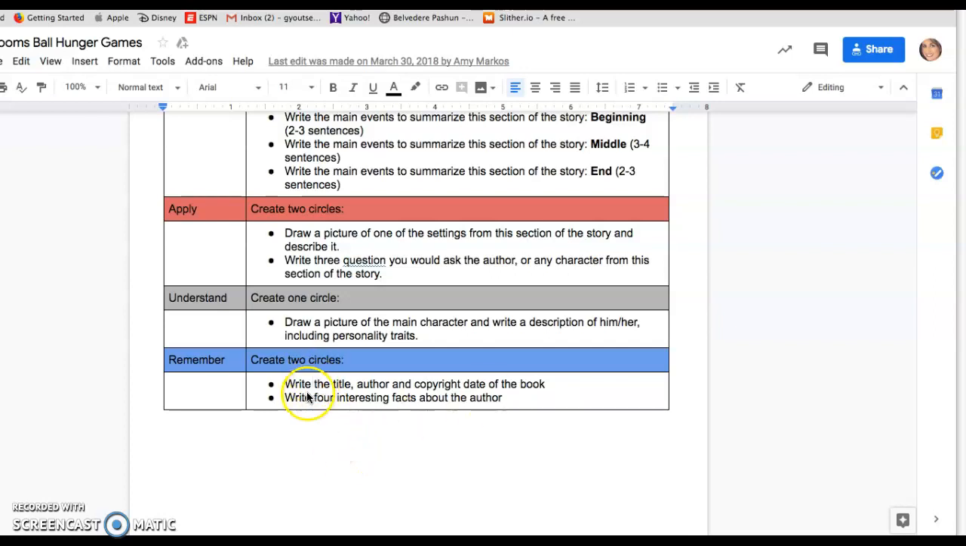The next circle is that you need to write 4 interesting facts about the author. Please elaborate here and go into detail about the author. It just makes it more interesting, so you need to do that research on your own.